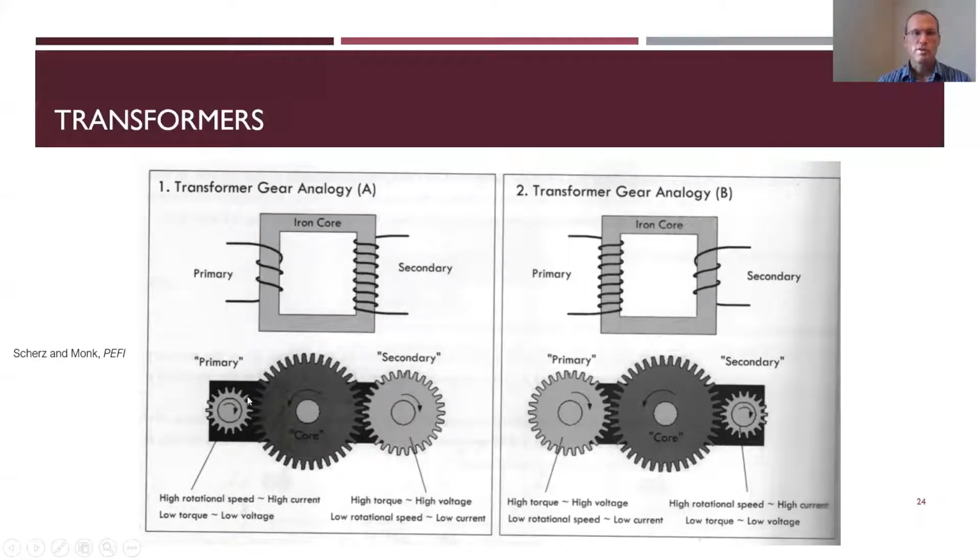So small number of windings, small number of teeth is going to spin this angular velocity much slower on the secondary. Again, that's like your current. Same thing if it's reversed. So step down transformer is going to spin this gear really fast, higher current. And the voltages can relate to torques.